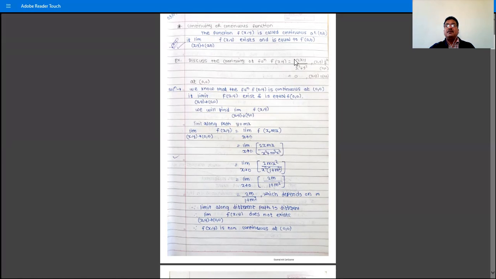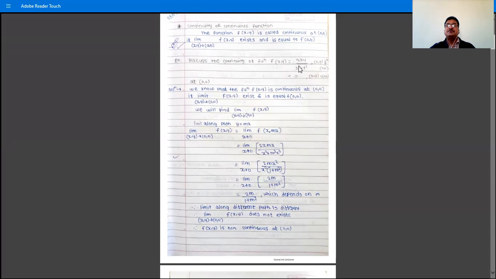So here, for the problem 2xy divided by x square plus y square, we will find this limit as (x,y) tends to (0,0) of f(x,y) along the path y is equal to mx. So the limit is the limit as x tends to 0 of f of (x, mx). Substituting y as mx, we get the answer 2m divided by 1 plus m square, which depends on m, and therefore the limit along different paths is different. Therefore the limit does not exist, and therefore f(x,y) is not continuous at (0,0). That is, the limit does not exist and the function is not continuous at (0,0), both are the same.